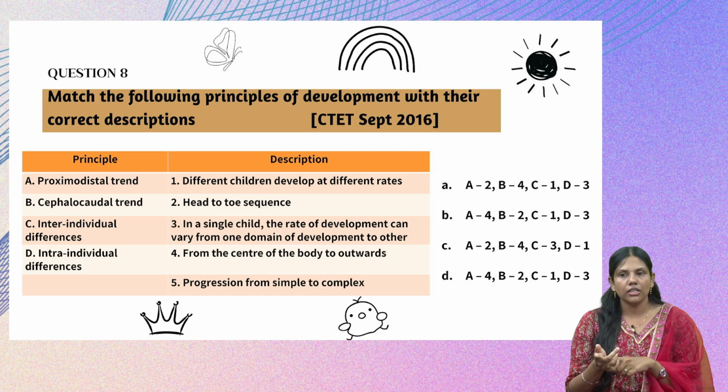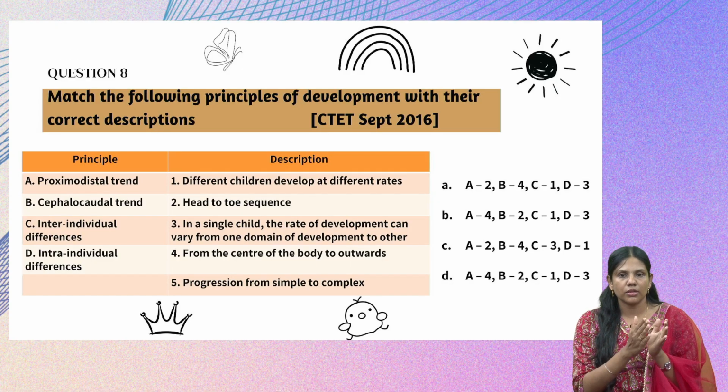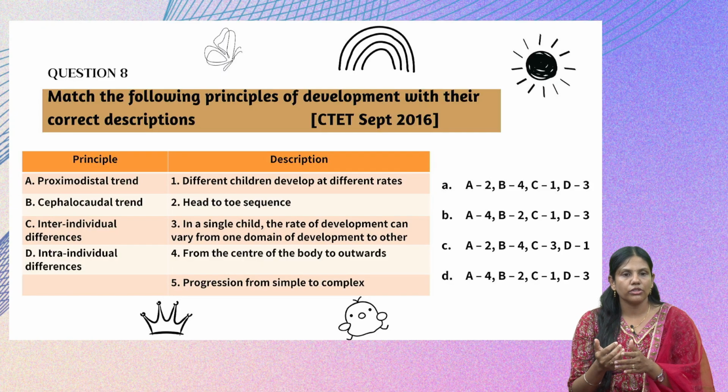But if you go and see the answer options given, you see that 5 is not included in any of the options. That means 5 need not be considered. So now we will try to identify the principle and description from the options. Proximodistal trend: what does it talk about? It talks about from the center of the body to the outwards. That is A. So A is 4. If you see, options B as well as D have A as 4.